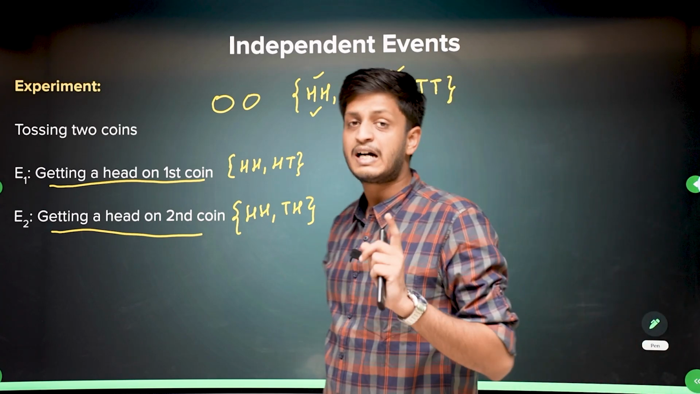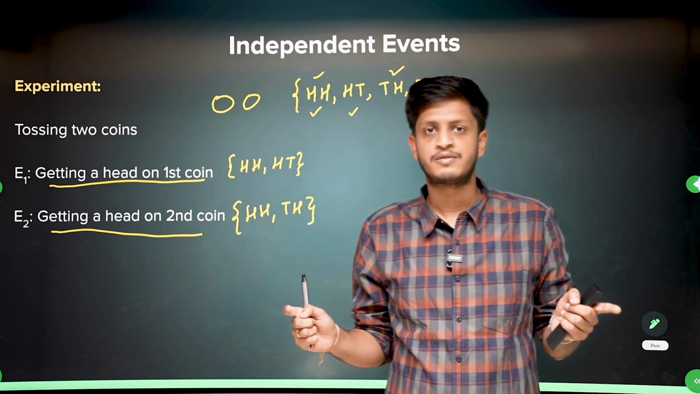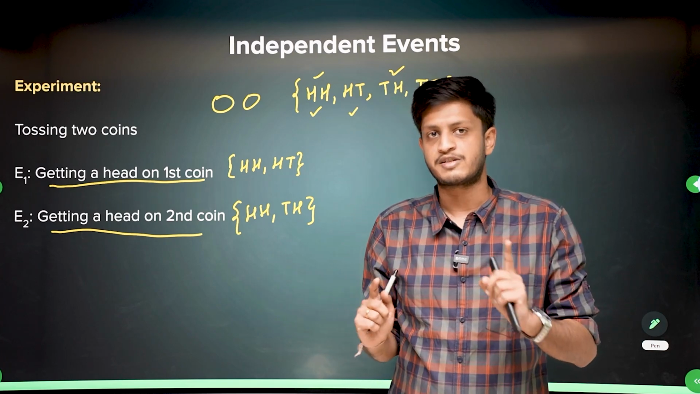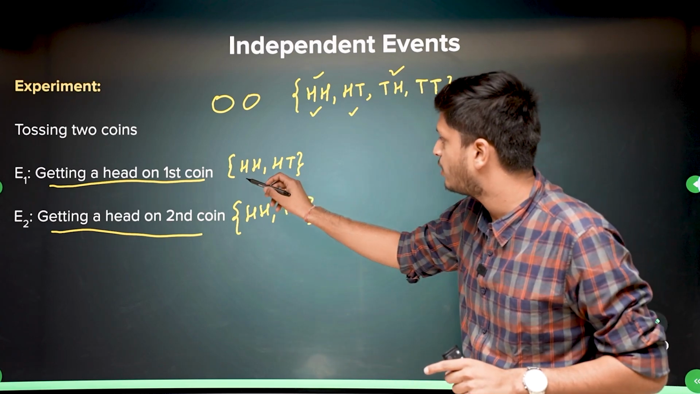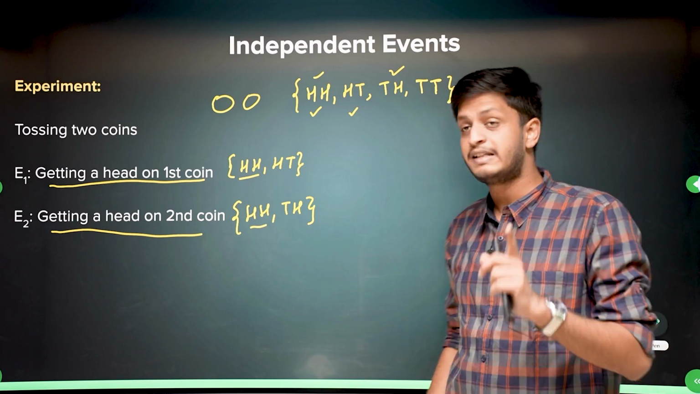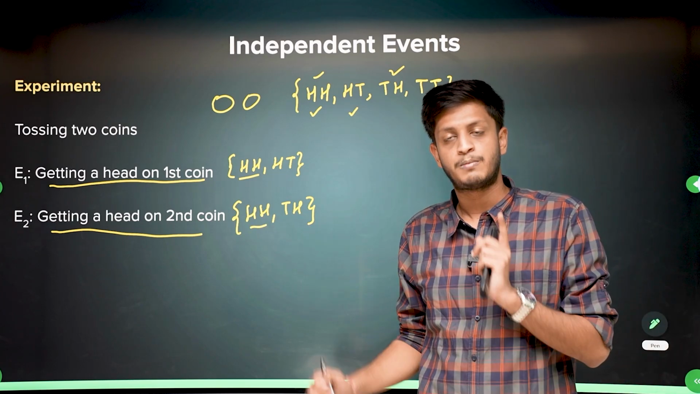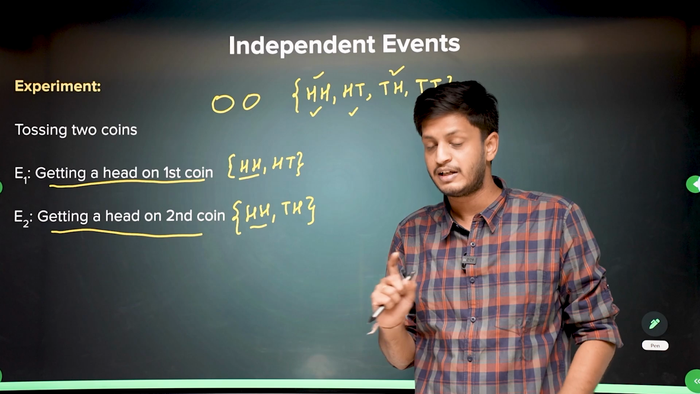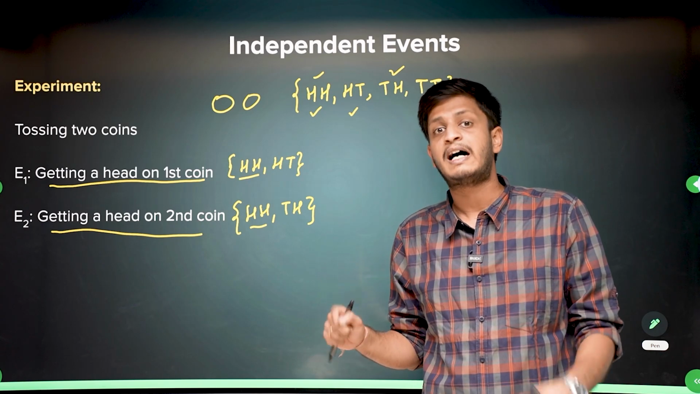So question number 1, are these two events mutually exclusive? They are not mutually exclusive, right? They have something in common. This is common in both. They can happen together. Both these events, E1 and E2, can happen together. They are not mutually exclusive. But are they independent now?